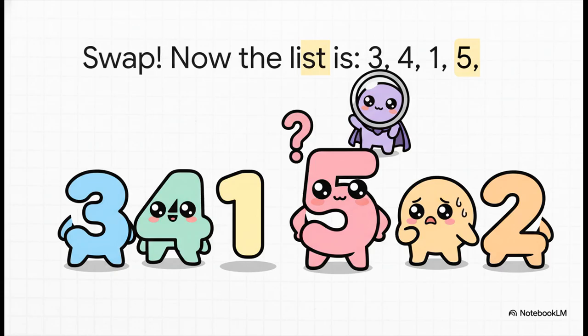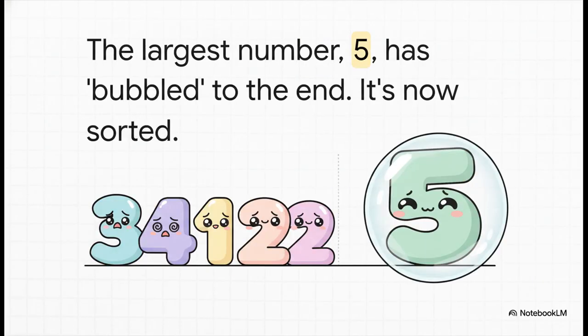All right, here's the last comparison for this pass. It's 5 versus 2. With one final swap, that 5 is about to land exactly where it belongs. And there it is. That's the bubble effect in action. After just one trip through the list, the biggest number, 5, has bubbled all the way to the end. It's in its final correct spot. So now we can basically just ignore it and focus on the rest.